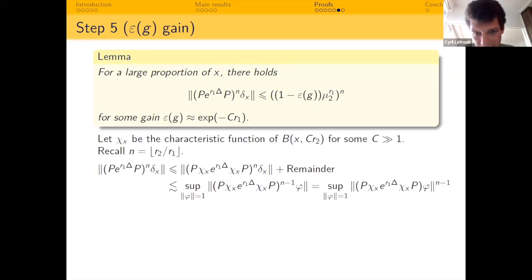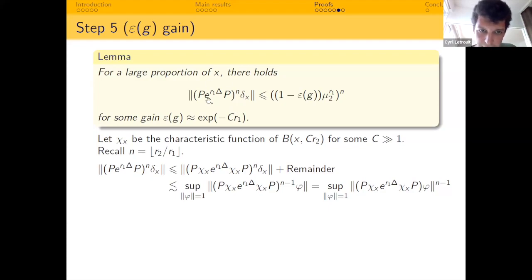How does it work? So this slide is just preliminary to the real idea. First, as I said, we need to cut off something at some scale. And the scale, because this operator, P e to the R1 delta P to the N, is something at time R2, and not R1, because N is R2 over R1. So it's at time R2. And all the mass of the heat kernel is then contained in a ball of radius something like R2. If you cut off with a ball of radius CR2 for some large C, you will not lose anything because the information is still in your smaller ball.